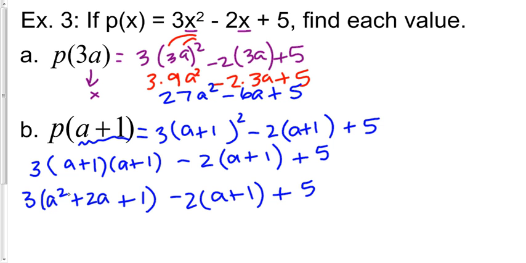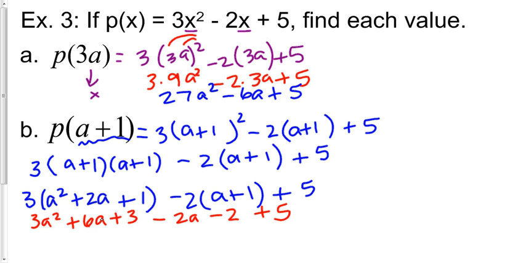Okay, so multiplying by 3 to begin with here, I get 3a squared plus 6a plus 3. That's 3 times each term in the trinomial. Then we're taking minus 2 times a, minus 2 times 1, and then adding 5. Okay, now finally let's combine any like terms, and I always go in descending order.